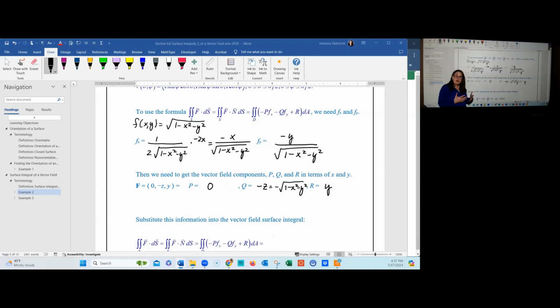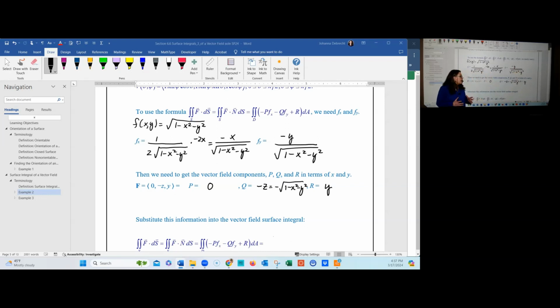Recall that we have defined our surface as a function of x and y, the square root of 1 minus x squared minus y squared. When I take the partial with respect to x, I get 1 over 2 the radical times the derivative of the inside with respect to x, which is negative 2x. The 2's cancel, giving me negative x divided by that radical. Similarly, I would get the partial with respect to y to be negative y divided by that radical.